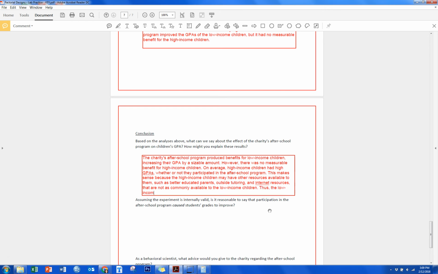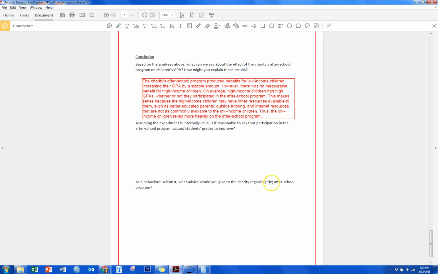Thus, the low-income children relied more heavily on the after-school program, right? Something like that. So the high-income kids, they have all sorts of resources available to them. This wasn't as important to them. They could take it or leave it because there's other things to help them out. The low-income kids, maybe they don't have anything else to really help them out. So this made a much bigger impact, benefited them a lot more.